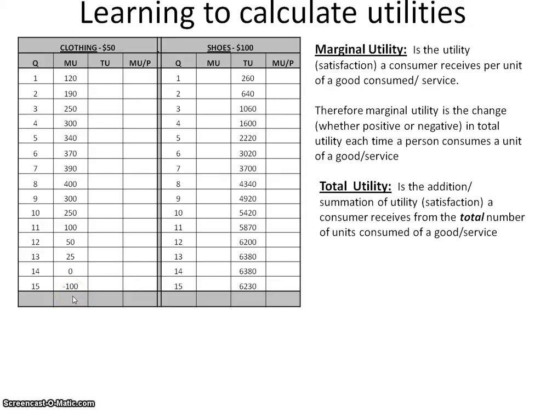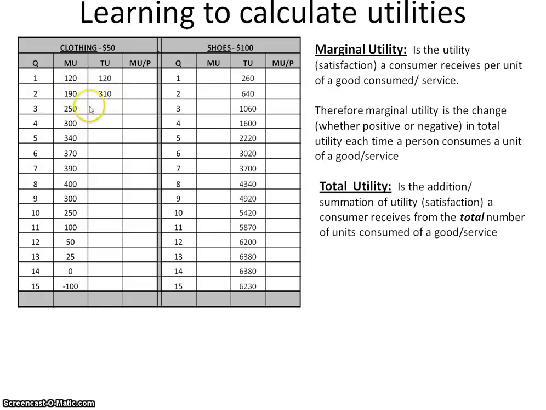Now, how do we calculate total utility for clothing? Remember we said that marginal utility is the utility we get per unit. So the first clothing purchased gave you a value of 120. The second unit purchased gave you a value of 190. So the total utility after the first unit of clothing purchased will be 120. The total utility after the second will be 120 plus 190, which gives you 310. So you realize here after the first unit you have 120. The second unit purchased gave you 190 individually. So when you add 120 and 190 you get 310.